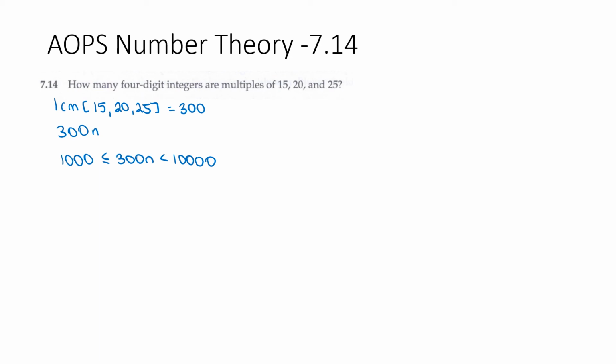So if we divide each part of the inequality by 300, it will be 10 over 3 is less or equal to n, which is less than 100 over 3. So if we make it whole numbers or integers, 4 is less or equal to n, which is less or equal to 33. So the number of numbers in total is 33 minus 4 plus 1, which is equal to 30 integer values. So there are 30 4-digit numbers that are multiples of 15, 20, and 25.